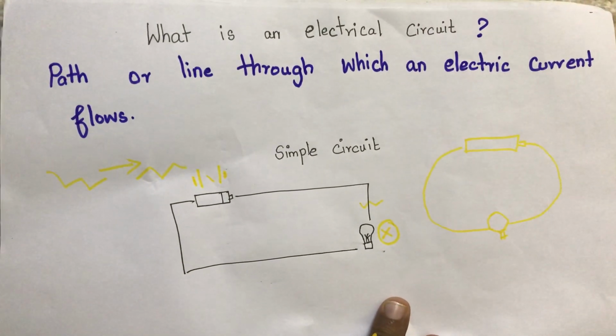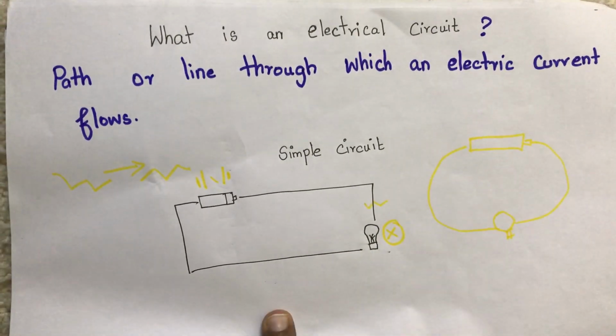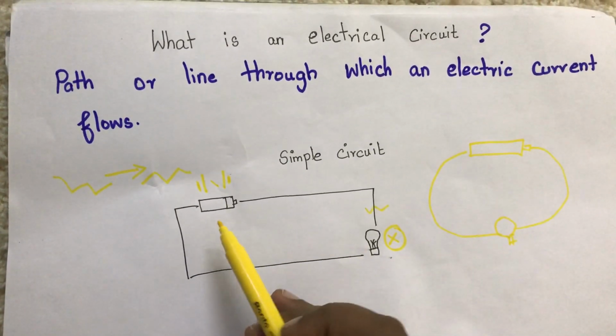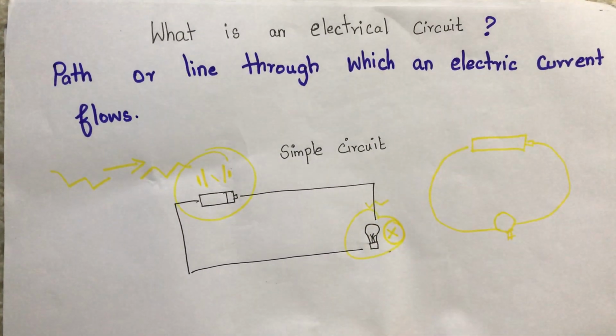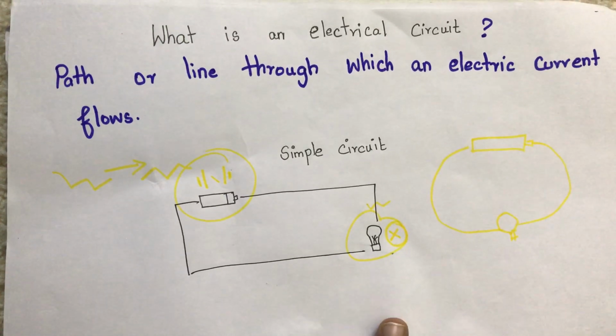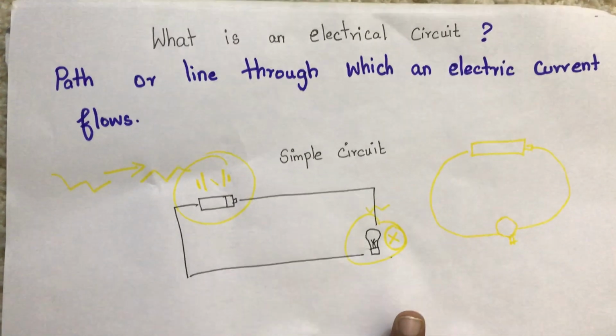So it is important to know that a circuit can have more than the basic components in the diagram. Here I have shown, for example, a battery and a bulb, but you can add more batteries or two or more bulbs in a circuit.